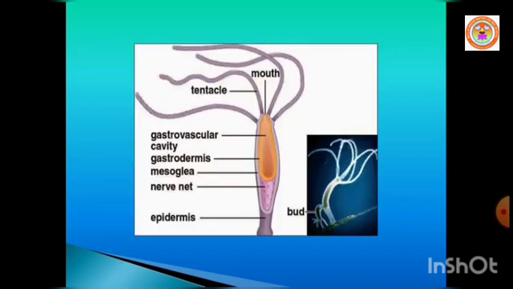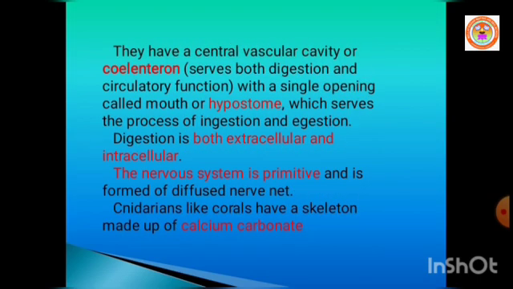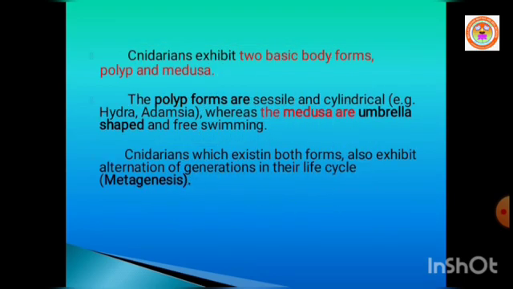Digestion in cnidarians is both extracellular and intracellular. The nervous system is very primitive and is formed of a diffused nerve net. Cnidarians like corals have a skeleton made up of calcium carbonate.